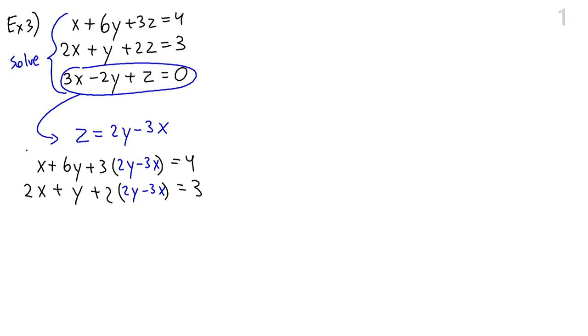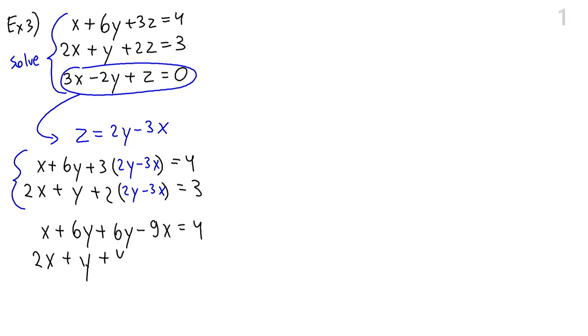And now this becomes a system of two equations with two unknowns, and let us simplify that. So we're going to distribute the parentheses. x plus 6y plus 6y minus 9x equals 4. And the second one is 2x plus y plus 4y minus 6x equals 3. Now, this is the system we need to solve.